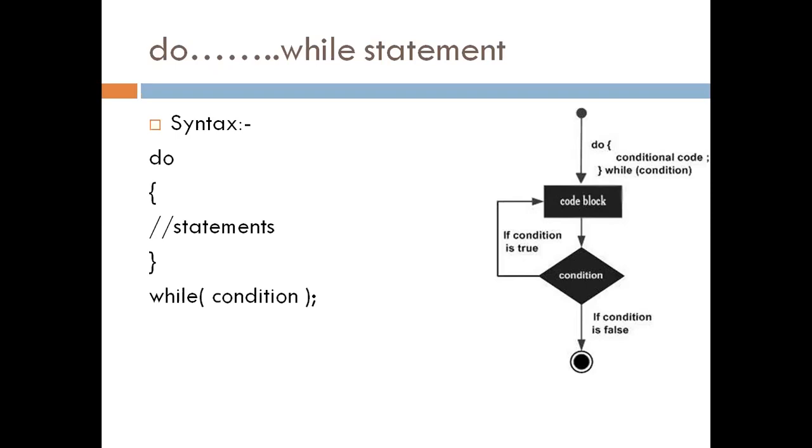This is the syntax of do while. It does this activity first and then it checks the condition. If the condition is true, then and only then this block is repeatedly executed. If the condition is false at the first attempt, this block still executes at least once.